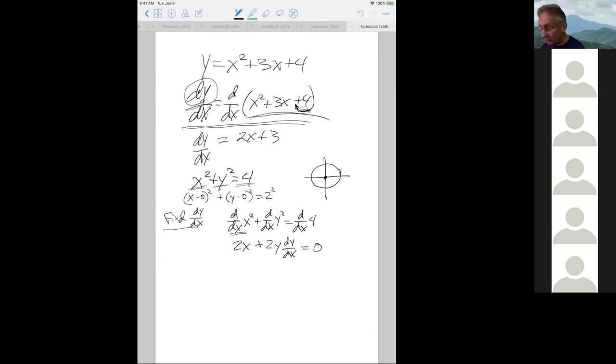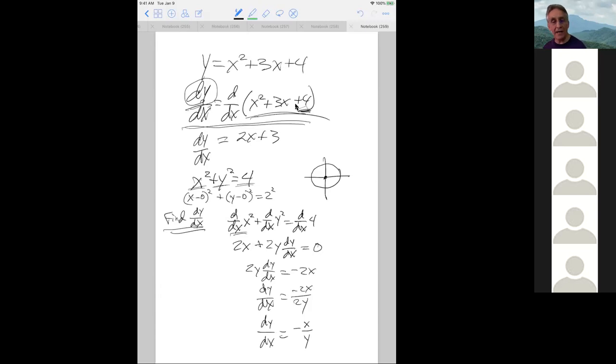So now it's a matter of solving. The goal was to find dy dx, so we're going to solve for dy dx. We subtract 2x from each side, getting negative 2x. And then we divide by 2y, excuse me, divide by 2y. And notice we've got 2's common. So it ends up being that dy dx turns out to be negative x over y. All right? Negative x over y.